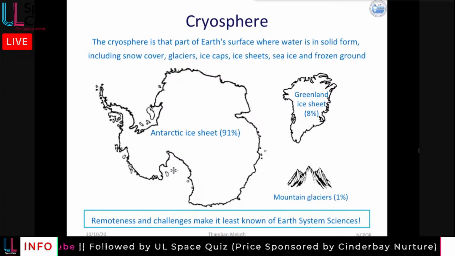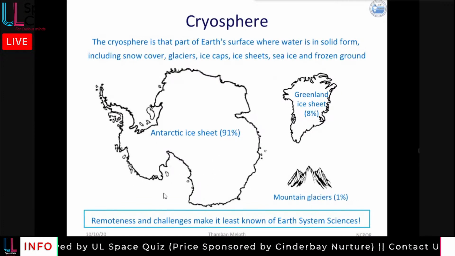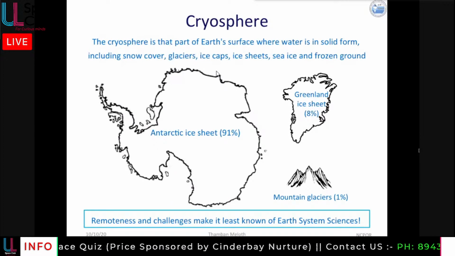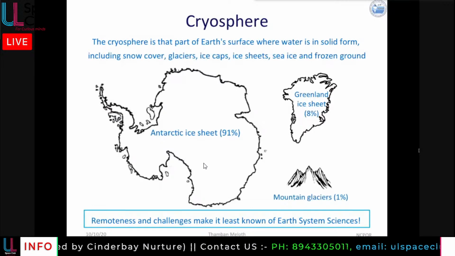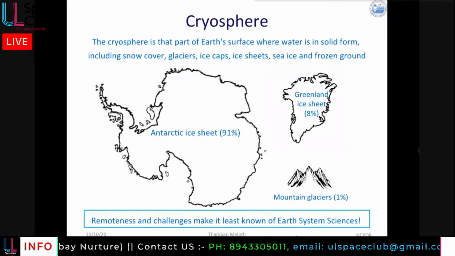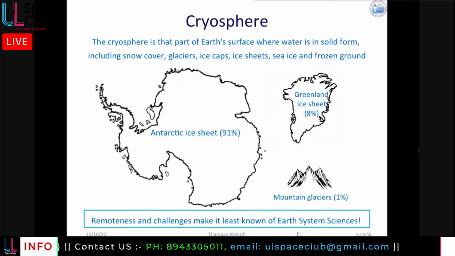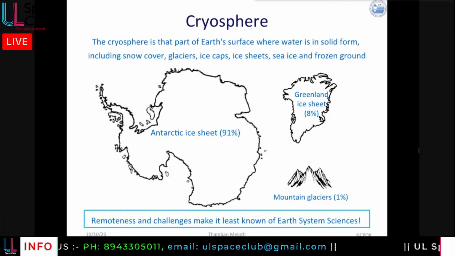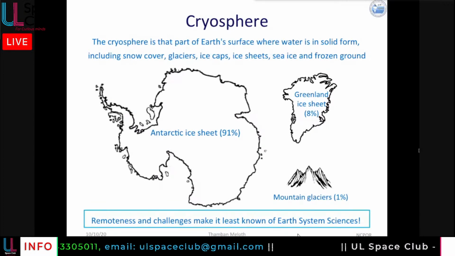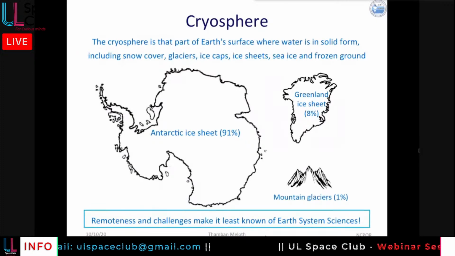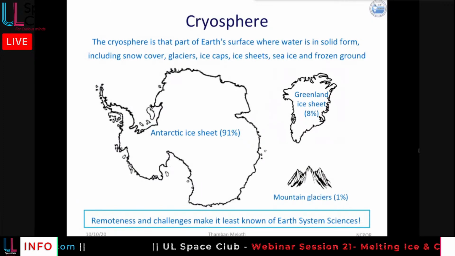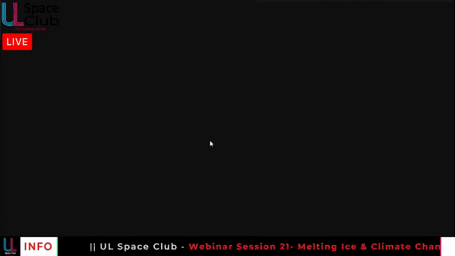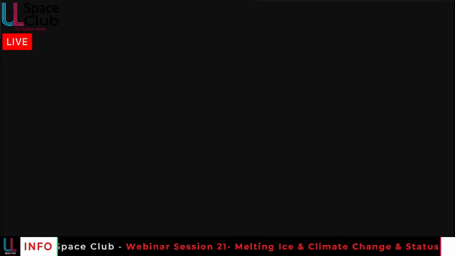However, one thing which is very common among all these is remoteness. Reaching any of these cryospheric regions is an extremely serious task. That's a huge challenge because of our inability to reach there, the ruggedness of places like mountains, or the harsh conditions of the polar regions and so on. Therefore, unlike any other Earth system science sphere, the cryosphere is one of the least known, simply because of that.